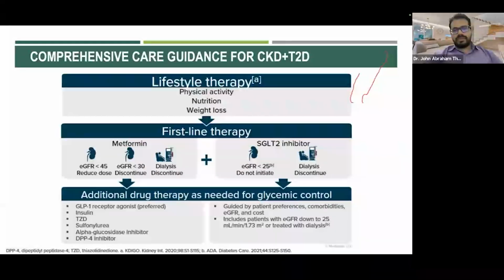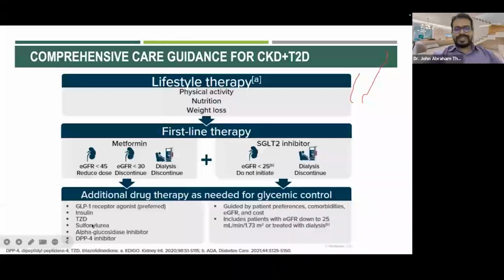So the comprehensive care guidance for CKD in type 2 diabetes, as we mentioned already, includes lifestyle therapy and first-line therapy with metformin. When the eGFR is less than 45, you reduce the dose. Metformin, if the eGFR is less than 30, you need to discontinue. And on dialysis, definitely you need to discontinue. Along with metformin comes the SGLT2 inhibitor. If the eGFR is less than 25, you do not initiate, and on dialysis, you need to discontinue. So you add on additional drug therapy as needed.